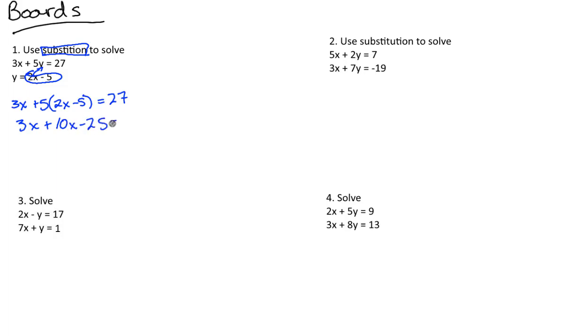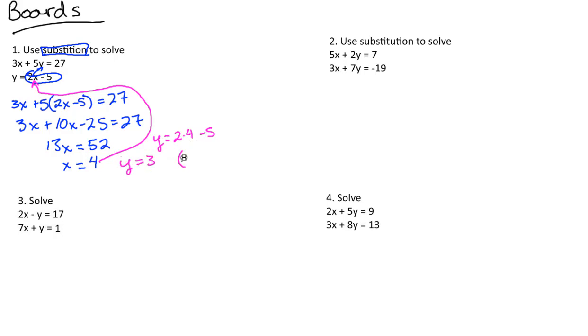10x minus 25 equals 27. So add these two together and we get 13x. Add 25 to the other side and we get 52. Divide by 13, and we get x equals 4. I think it comes out nice as 4. We are not done yet. We still have to stick that 4 back in. You could do it into either one of them, and you get y equals 2 times 4 minus 5. So 8 minus 5, y equals 3. So that means we have the point 4, 3. Good, there's number 1.